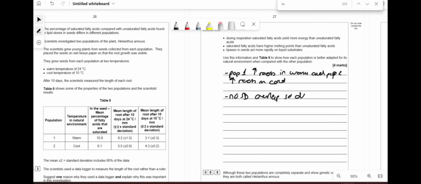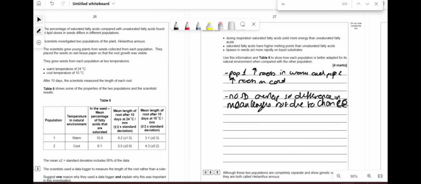So the difference in mean lengths is not due to chance. Please do not say the results are due to chance. The results means absolutely nothing. You need to say what they are. You need to say that the difference in the means is unlikely or not due to chance. Do not say the results, please. You'll get no marks.